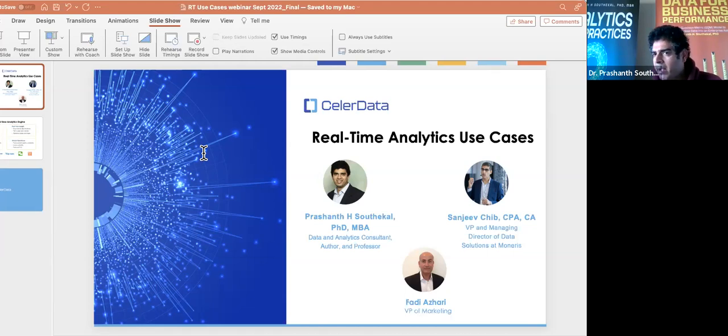So in this backdrop, I would say there are 5 key things. We can talk about lots of elements that are part of the use cases, but I just want to emphasize 5 key elements that are important to build use cases specifically for real-time analytics. The first one is start at the top.